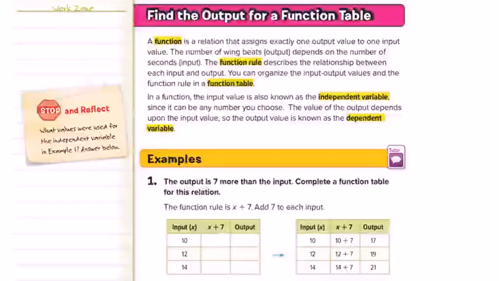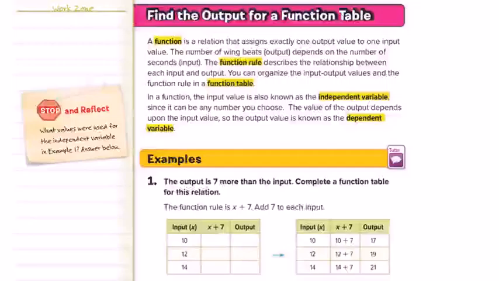So if you look back one page, the example has to do with a hummingbird and the number of wing beats in a certain amount of seconds. So the number of wing beats is the output, and that depends on the number of seconds that the hummingbird is flying for.